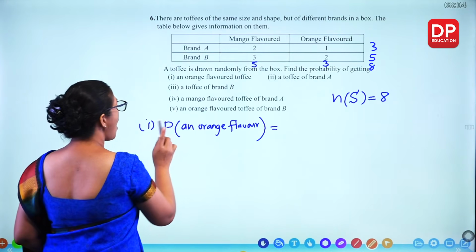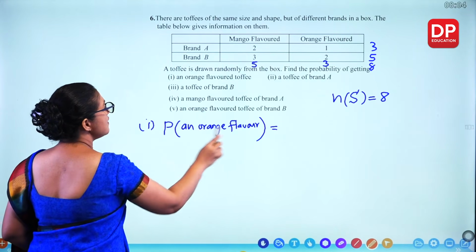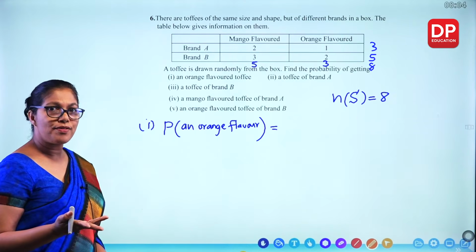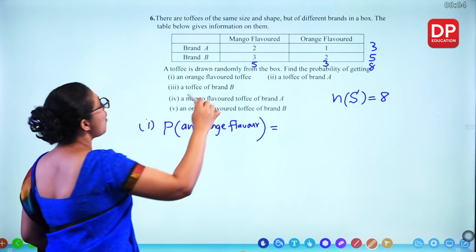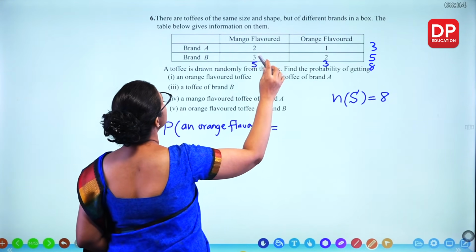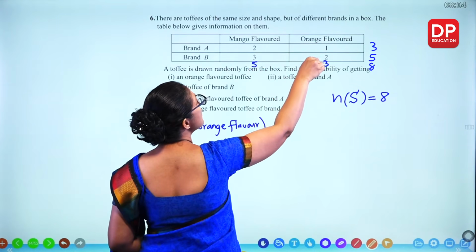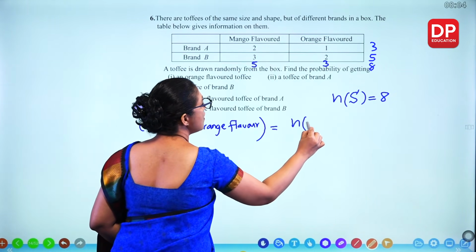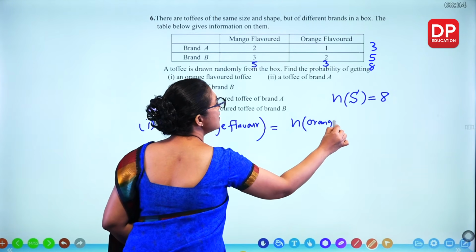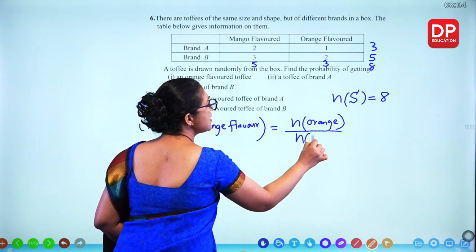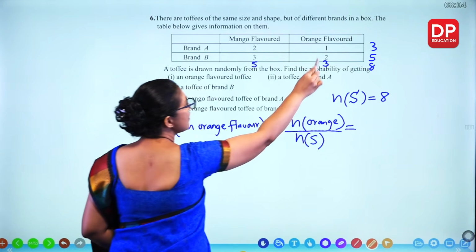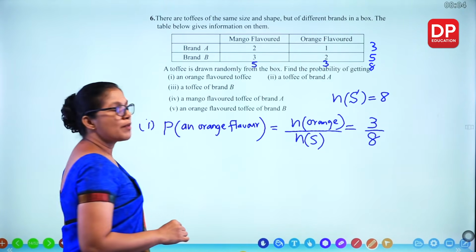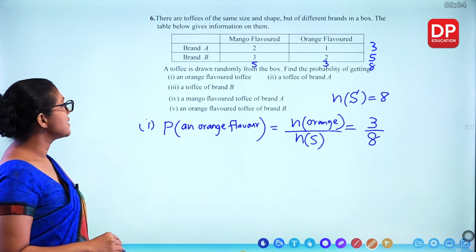Now we'll count how many elements are in orange flavor. They are not particular about the brand, only orange flavored ones. How many orange flavored ones altogether? 3. So n(orange flavor) divided by n(S). Altogether 3 orange flavored ones out of 8. So the probability is 3 over 8.